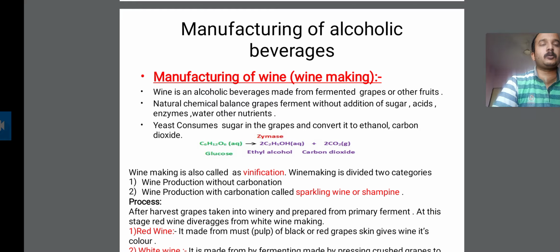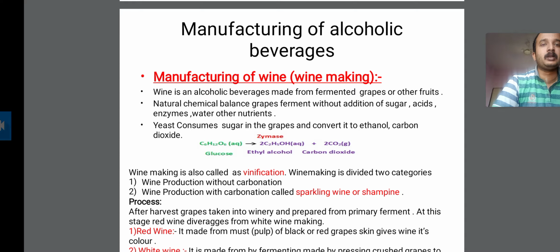You also have to know about the different types of fruits and grapes. For the formation of wines, you have to ferment these grapes and fruits to form the alcoholic beverage, and that alcoholic beverage is known as wine.